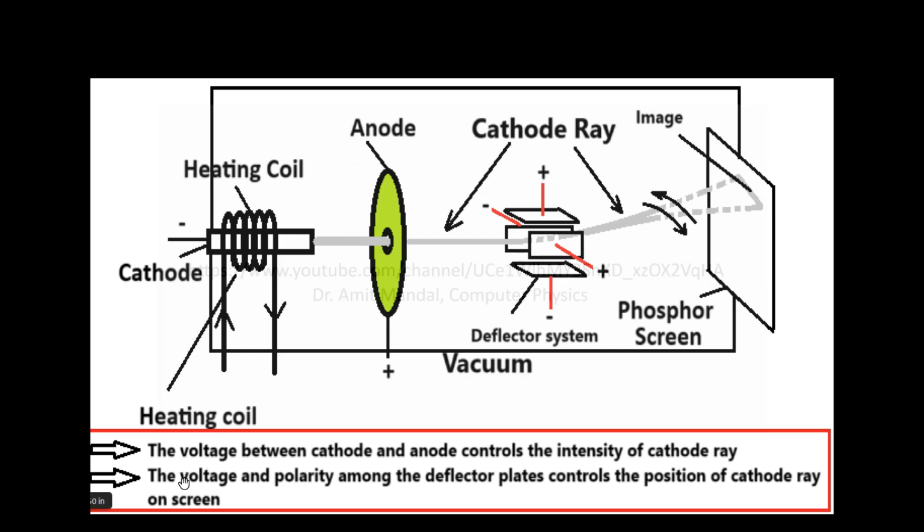So at last, the two points which we can conclude are: the voltage between cathode and anode controls the intensity of the beam. The greater the voltage between cathode and anode, the greater the intensity of the beam, and the voltage and polarity, plus minus, minus plus, among the deflector plates control the position of the cathode ray on the screen. So the rastering is rendered by this deflector mechanism, horizontal and vertical rastering, and intensity is managed by the power or voltage applied between the cathode and anode of the cathode ray tube.